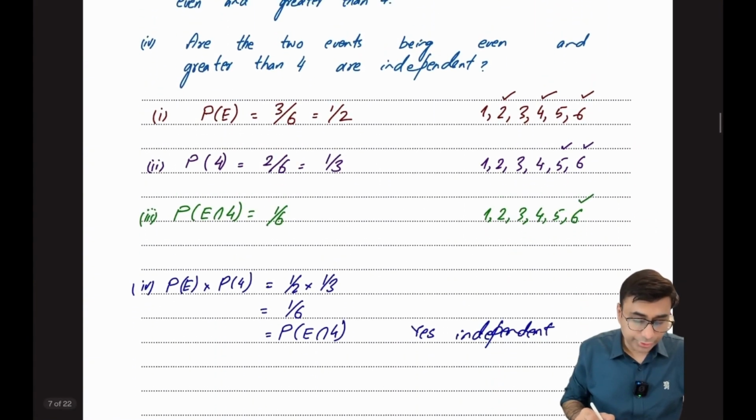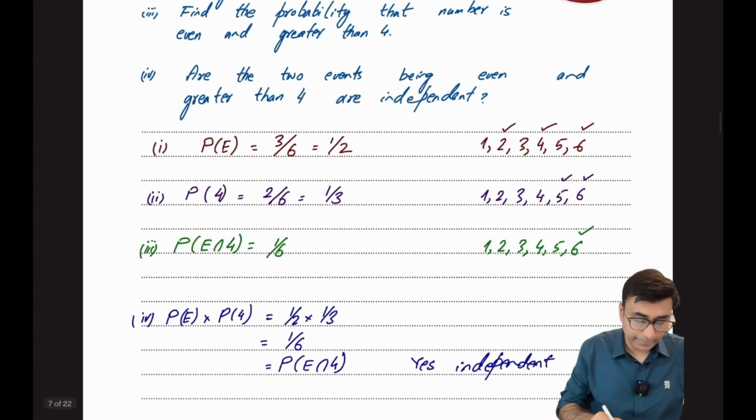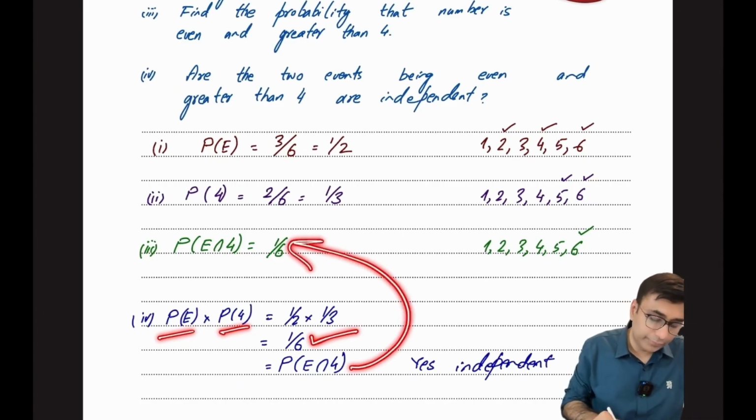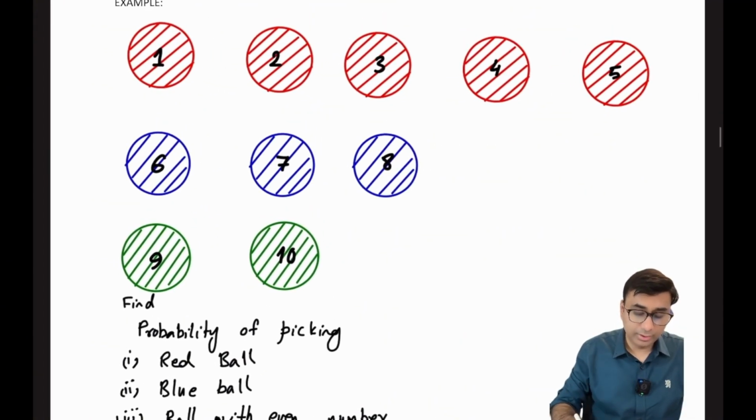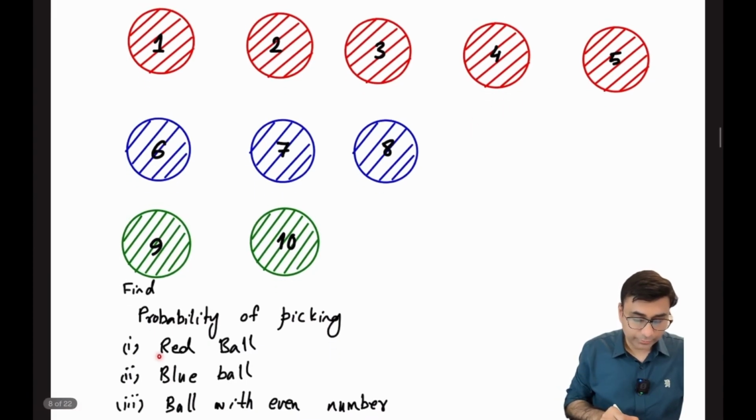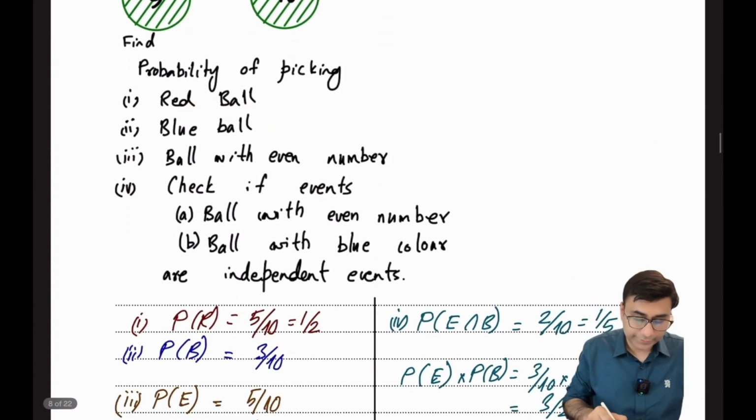If I want to check that the events are independent, I'll find the probability of E times probability of greater than 4, which is coming out to be 1/6. That matches the probability of E and greater than 4, which means that the events are independent. Let's take a look at another example. You have different colored balls which are also numbered. I have to find the probability that the ball is red, so there are 5 red balls, so the probability is going to be 5/10 or 1/2.